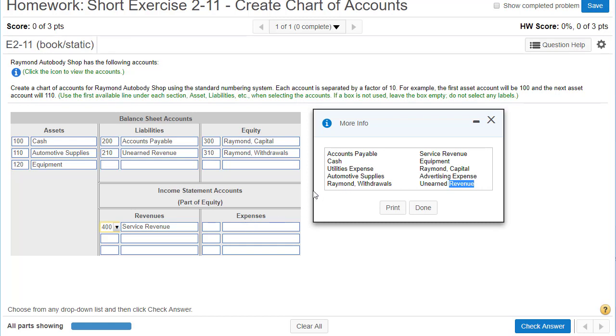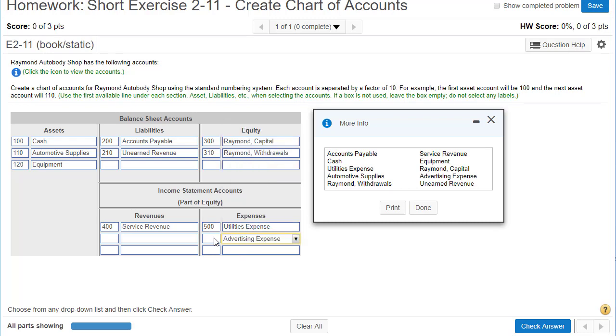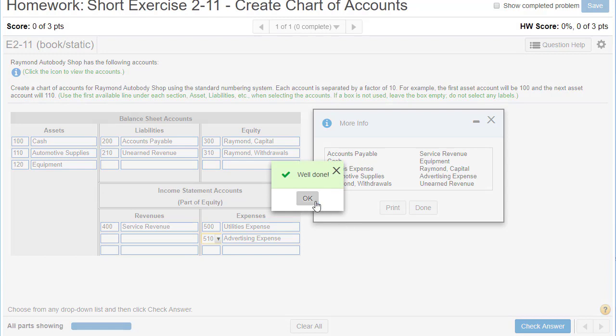So now we're going to work on expenses. So starting here, working our way down, our first expense looks like it's utilities expense. And remember, expenses start with a 500. Why do we know that? 1, 2, 3, 4, 5. And going back to our chart of accounts, we've done utilities expense, working our way down. Our next expense is what? Looks like advertising expense. So that would be the next 500 number, which would be 510. Awesome.